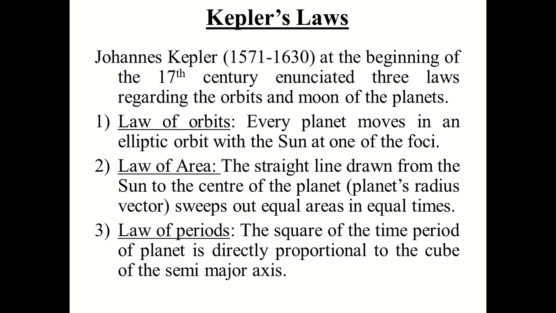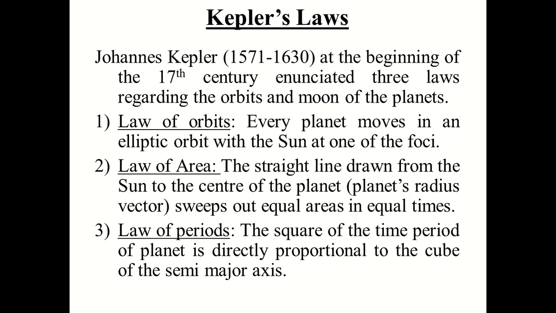These 3 are the first laws put forward by Kepler to introduce the planetary motion around the Sun, which is treated as the beginning of modern astronomy. The first law is the law of orbit. That is, it says that every planet moves in an elliptical orbit with the Sun at one of the foci.